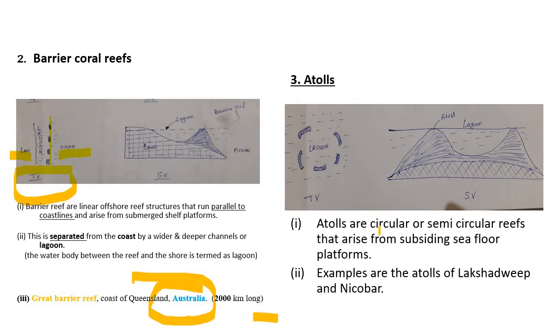Third is the atolls. They are circular and semicircular reefs. This type is available in Lakshadweep and Nicobar.